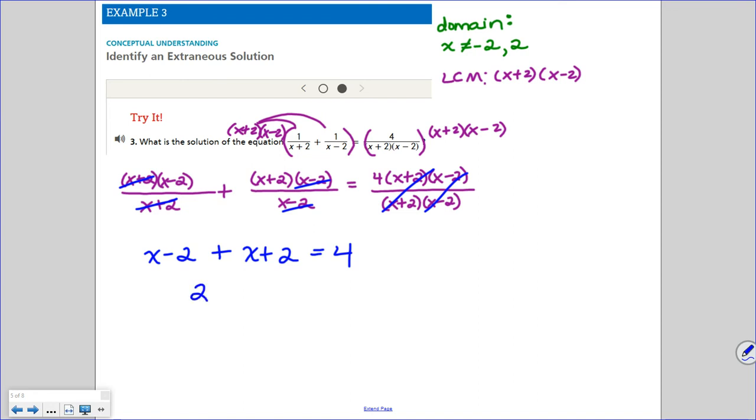x plus x is 2x. Negative 2 plus 2 is 0. Equals 4. So 4 divided by 2 is 2. So I get that x equals 2. I'm going to circle it. But hang on. Early in the problem, we said that x is not allowed to be negative 2 or 2. So that means x can't be 2, this is an extraneous solution.